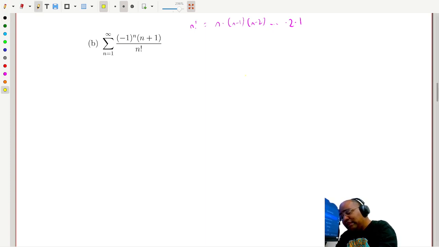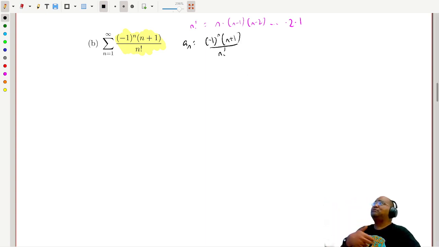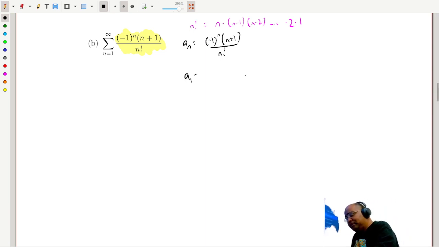Okay, so again, we'll go ahead and highlight what our sequence is. This is our sequence a_n. Okay, so a_n is (-1)^n times (n plus 1) over n factorial. That's how we generate the terms. These are our summands.